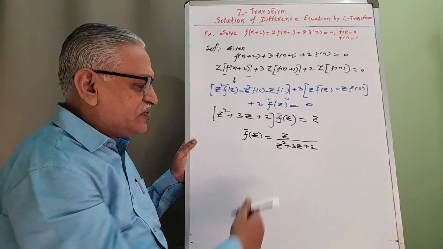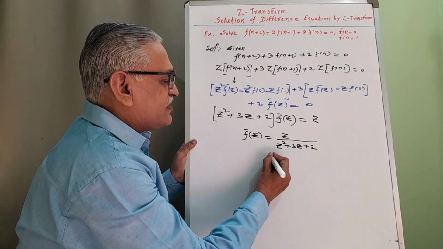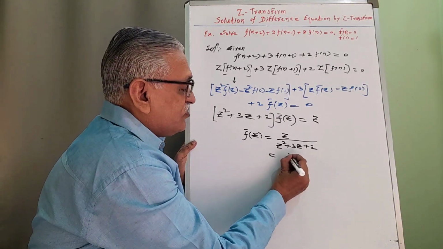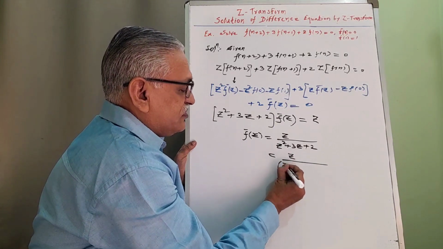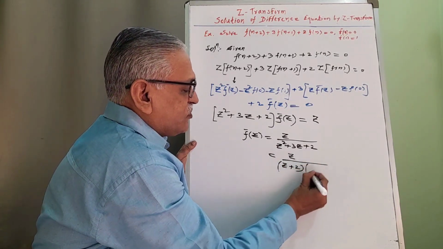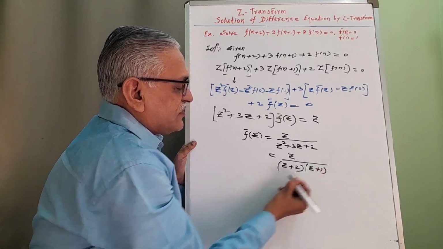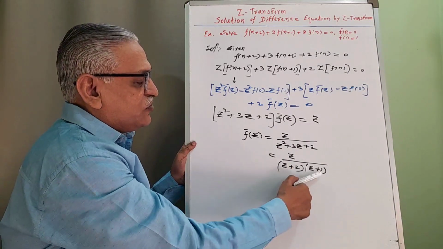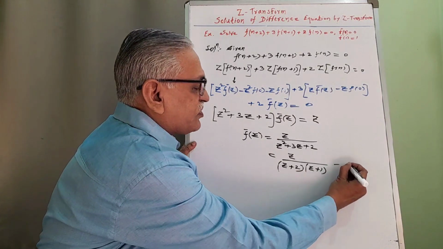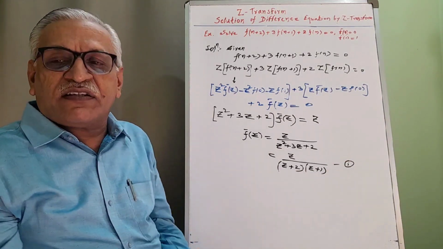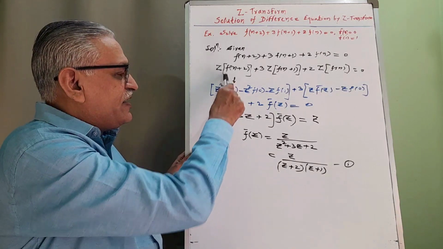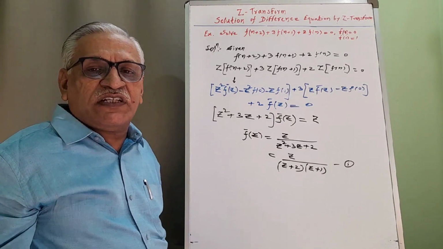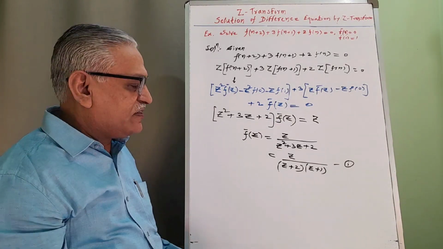We try to find the factors of this denominator term. Factors are 2 and 1, product is 2 and sum is 3, and therefore z upon z plus 2 into z plus 1. Product gives you z square, 2z plus z we get 3z, and 2 into 1 we get 2, and we call this as equation 1. Here the first half is over. By finding Z transform we get this equation number 1.